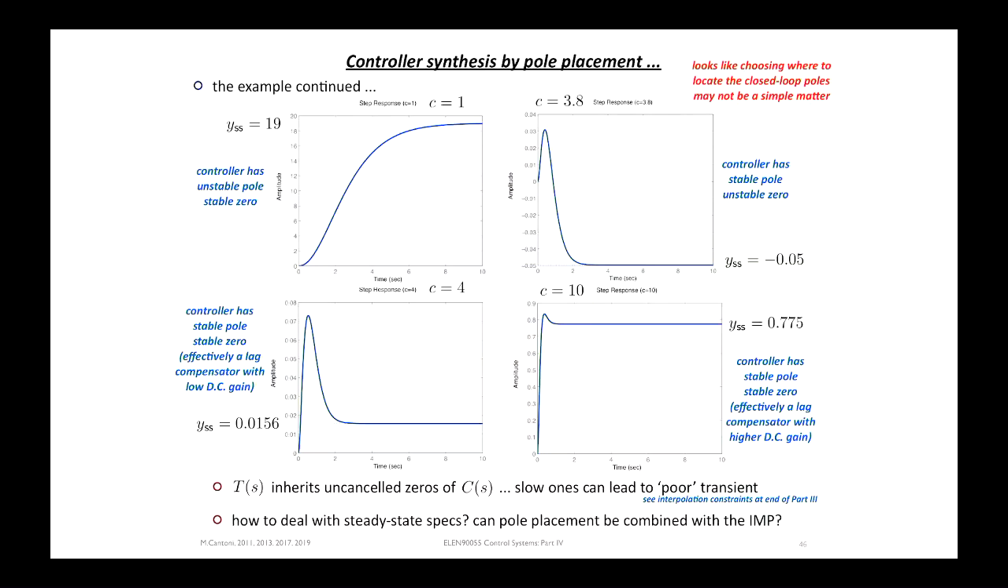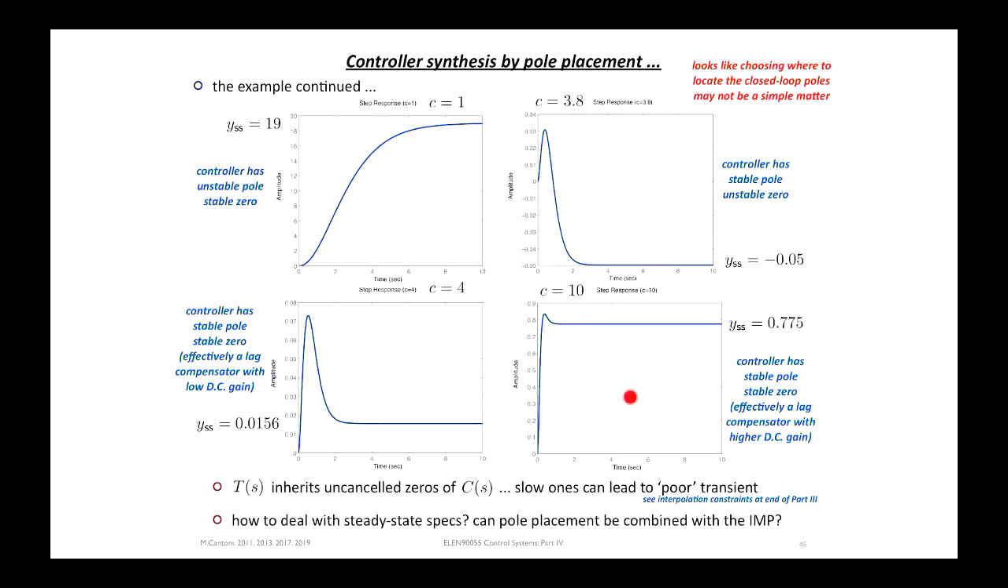Choosing C to be 10 seems to do a bit better, but the output response to a step in is still only 0.8 instead of going all the way up to 1. So you've got to be careful. It's not obvious how to choose the location of the closed loop poles. That's the point of this example: it's just to show you that this is no silver bullet that you can magically apply blindly and expect a good outcome. So there are some limitations.